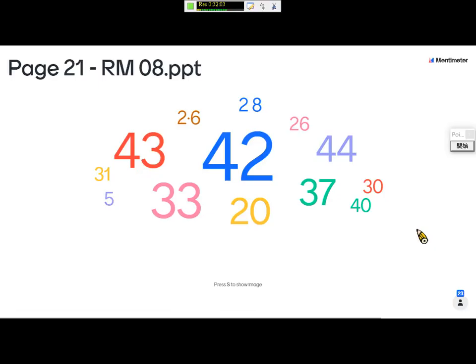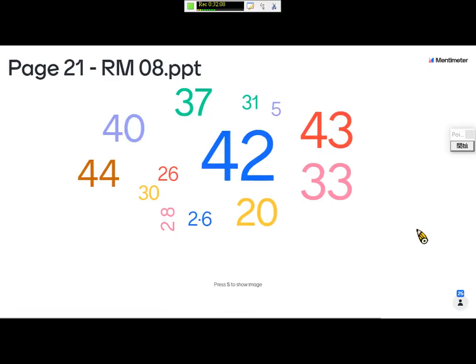First, you have to identify the value, the number value for each item. Then you just add it up.